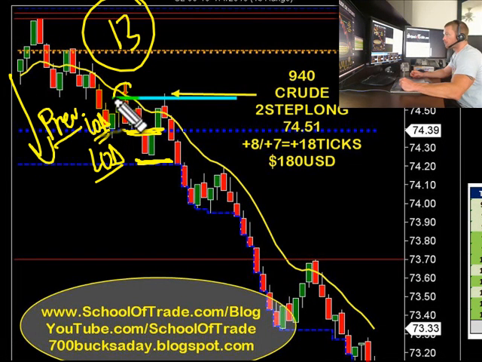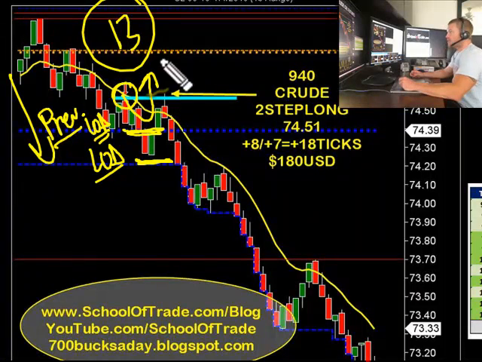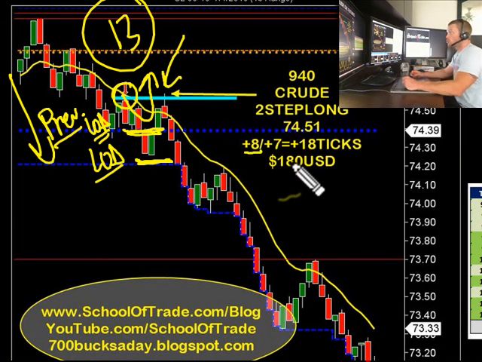We're expecting a two-step reversal. We break above that swing high. As you can see here, we didn't get very much at all out of it. We grabbed our 8 ticks though. 2 times 8 is 16. 2 times 7 is 14.